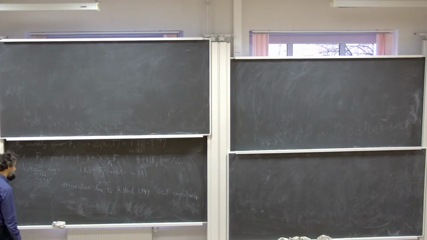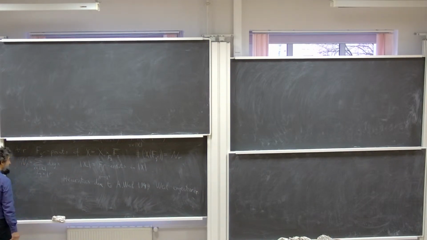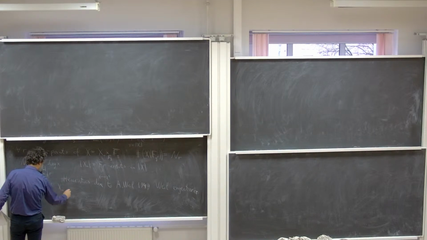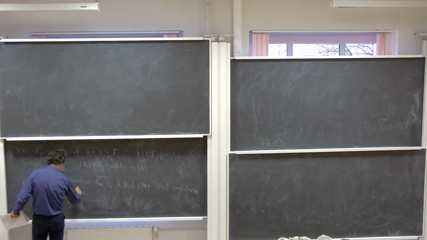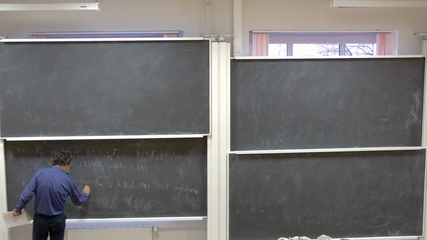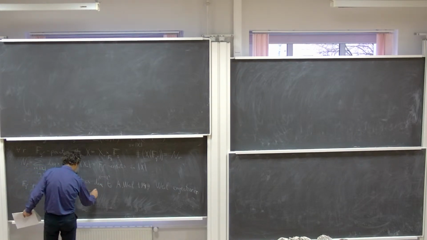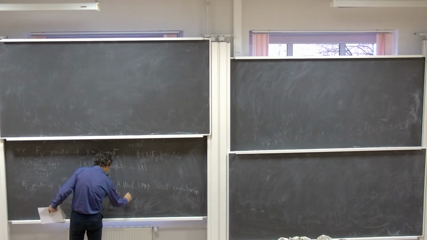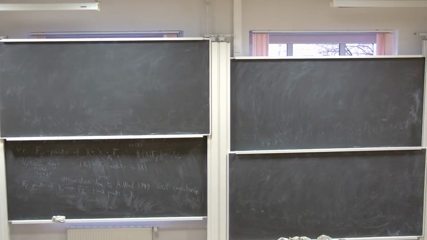Okay, so his idea was like this. Well, we are counting F_q^r points over X naught, and they are the same as fixed points of this power of Frobenius in X.